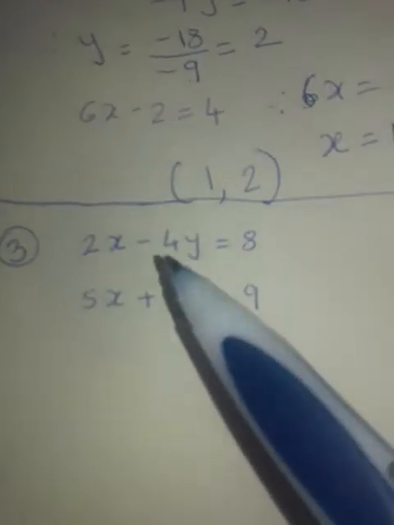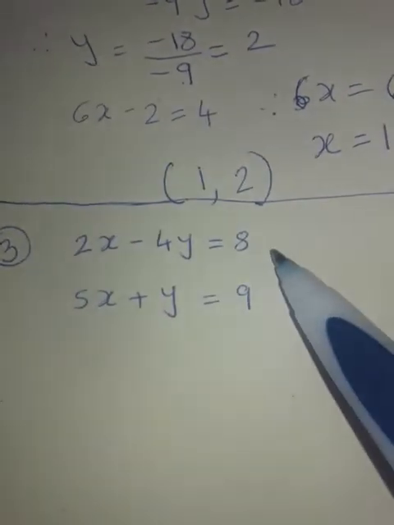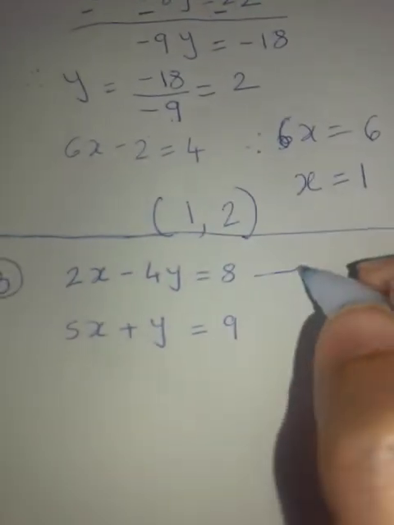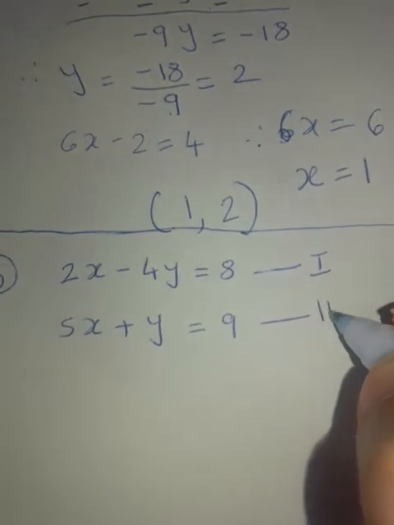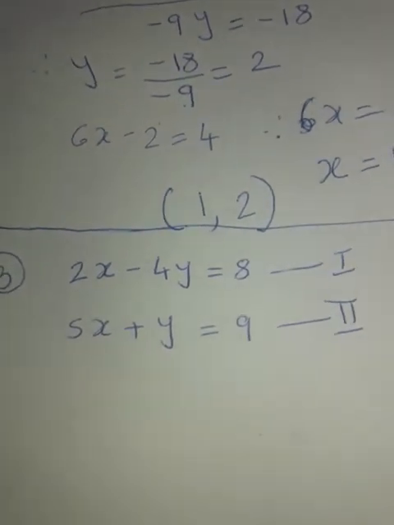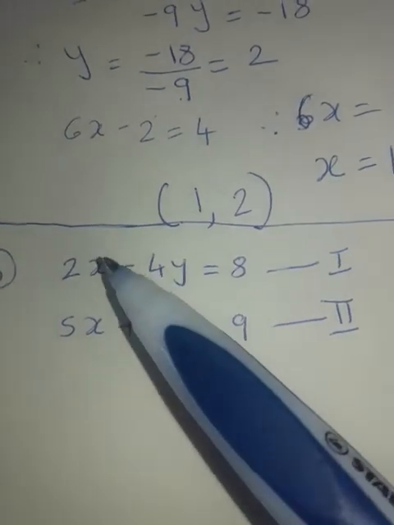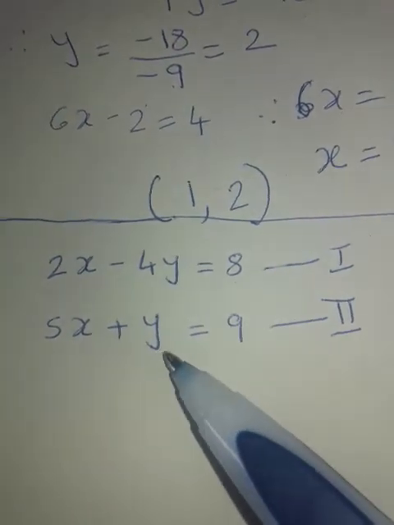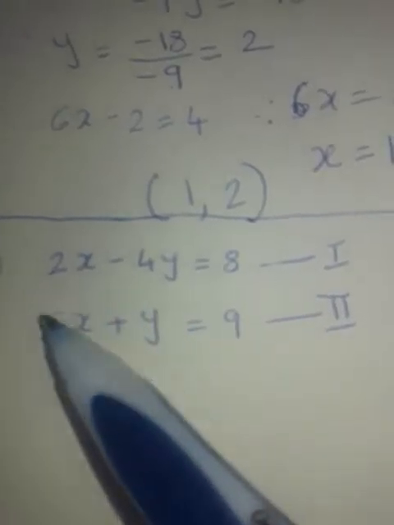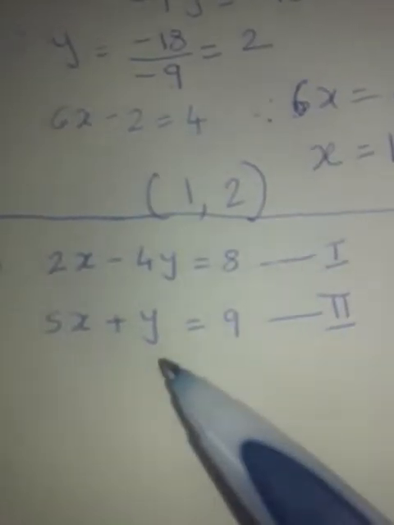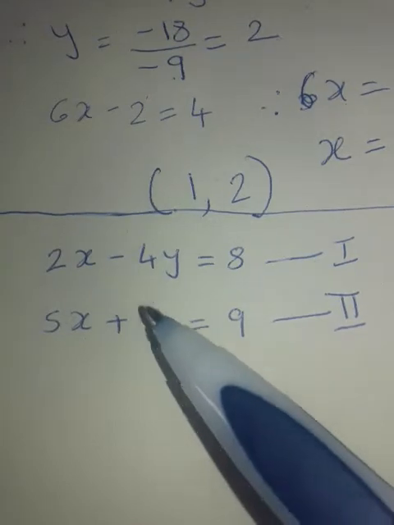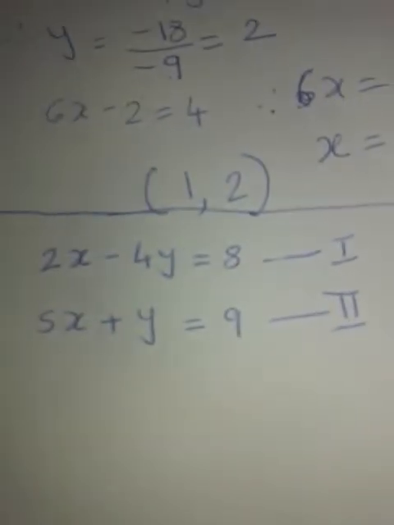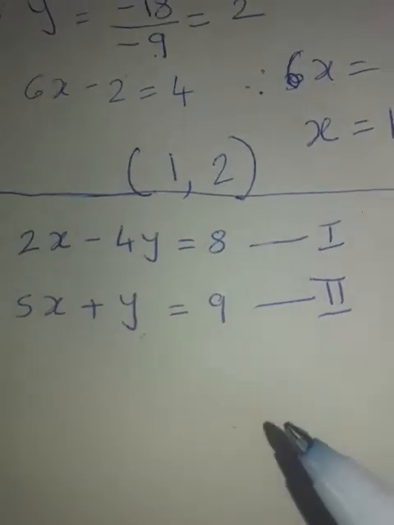One more example. 2x minus 4y is equal to 8. 5x plus y is equal to 9. I call this 1 and this 2. Now it's you who is going to decide. You want to eliminate x or you want to eliminate y. This is minus 4y here and y here. So if I multiply this by 4, I will get 4y. And then if I add, y will get eliminated and finding x will be easy. So you can try it on your own.